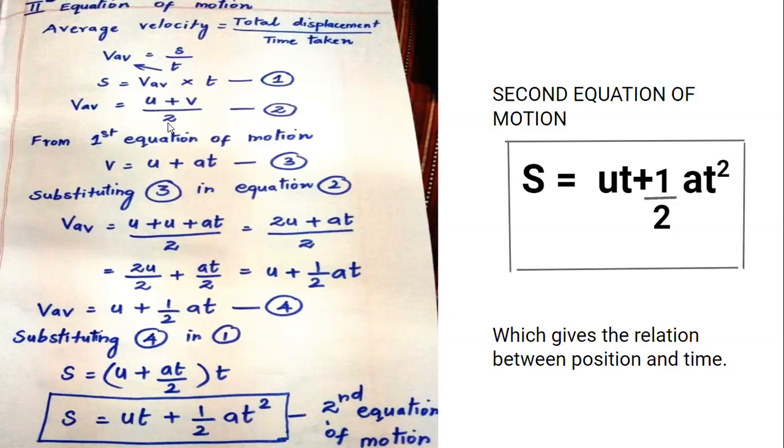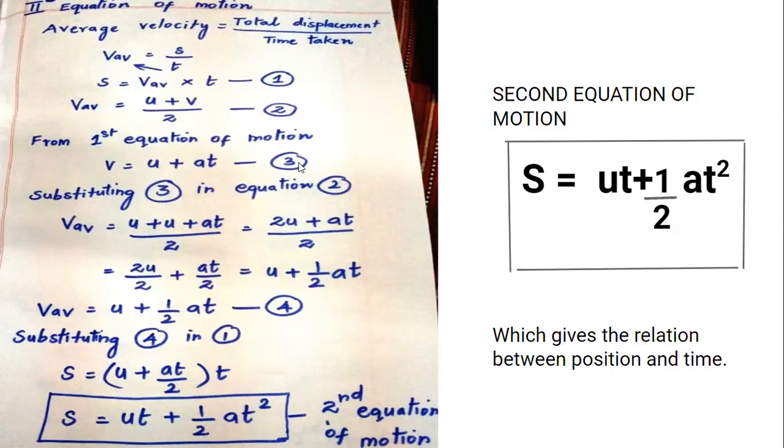So this also we have studied in the last, when I was introducing the concept, I have given you the definition. If you are thorough in this, it is easy to follow and relate, right? So u plus v by 2, right? So you can see that it is the second equation. So from the first equation of motion, which we studied just now, v is equal to u plus at, that I am writing as a third equation.